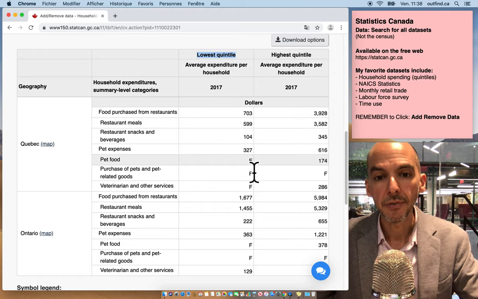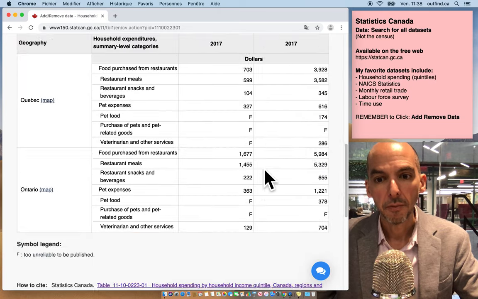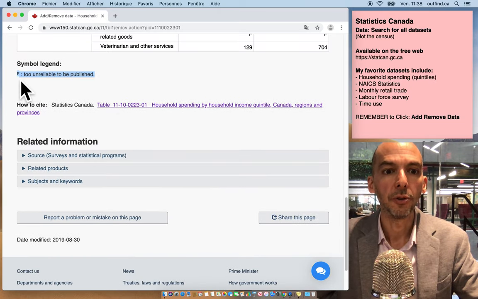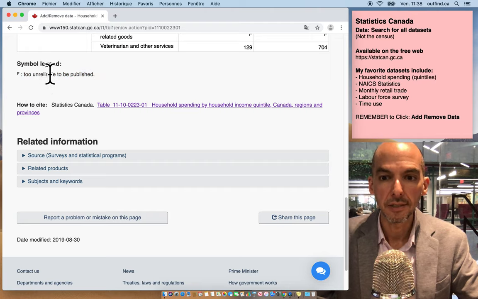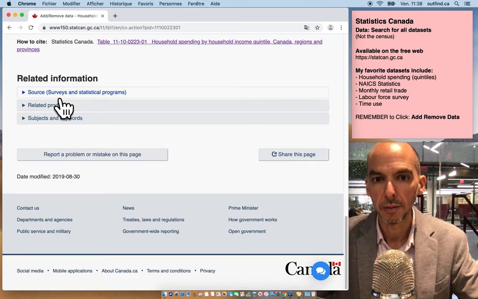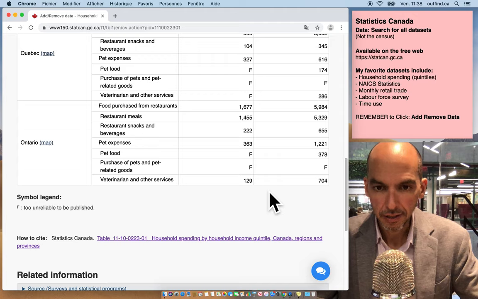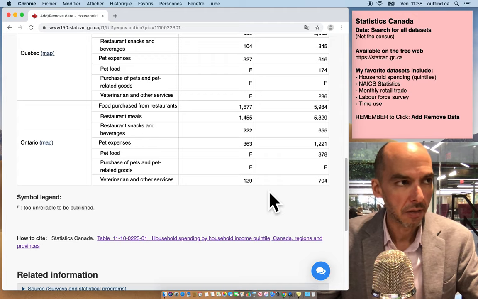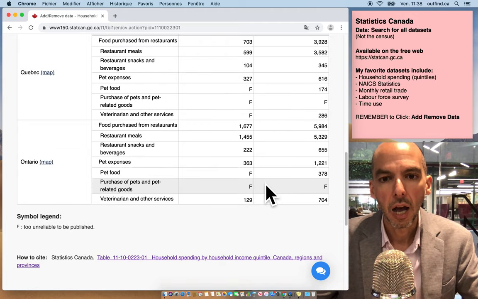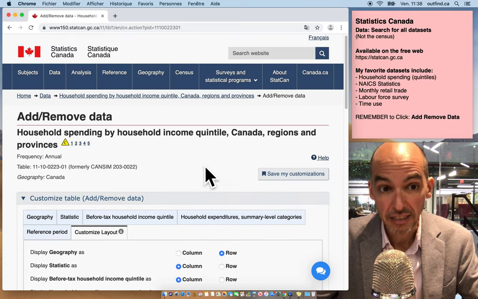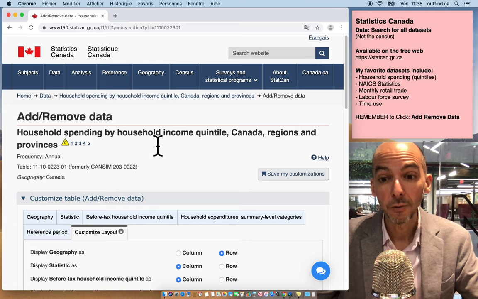Now, this happens sometimes. This little F means that the data is too unreliable to be published. See, that's what that F means. There's a legend, a symbol key below. That's what it means if you have notes like that. So StatsCan didn't feel comfortable releasing the information. Sometimes it does, sometimes it doesn't. So just FYI.